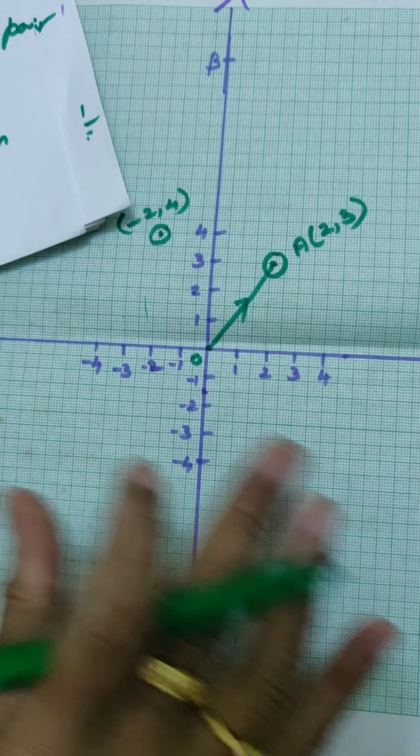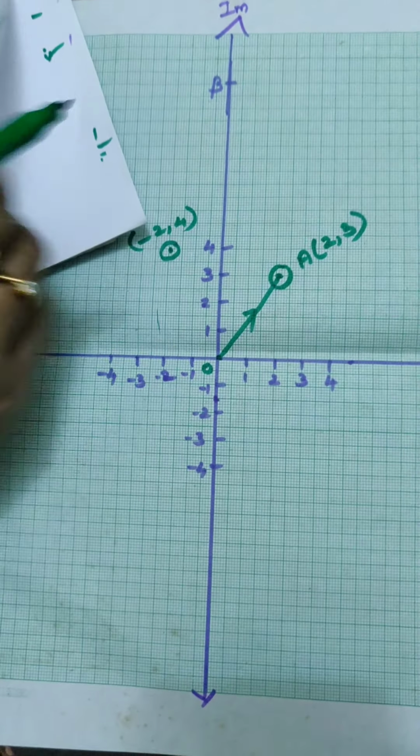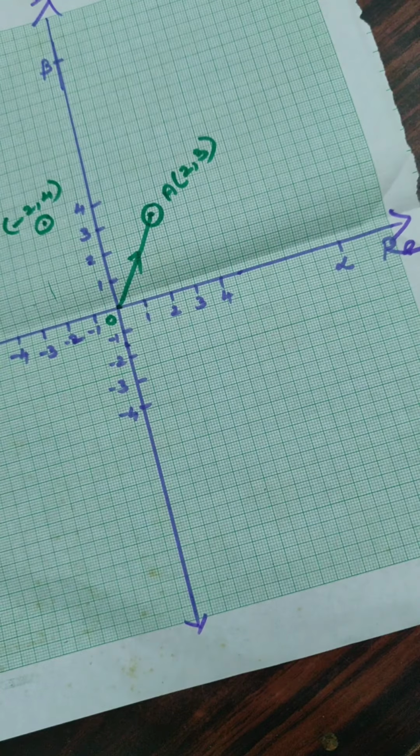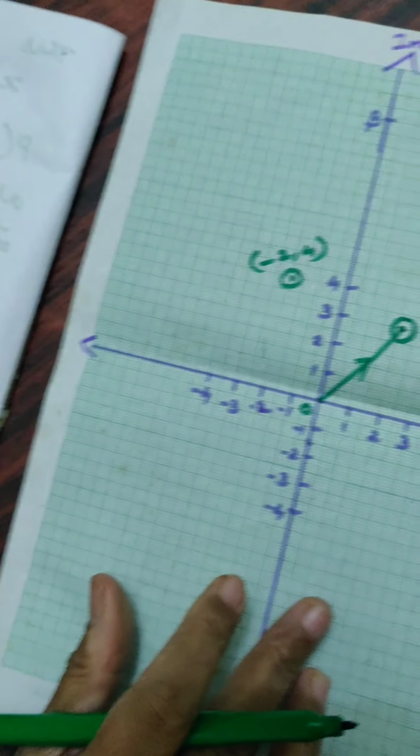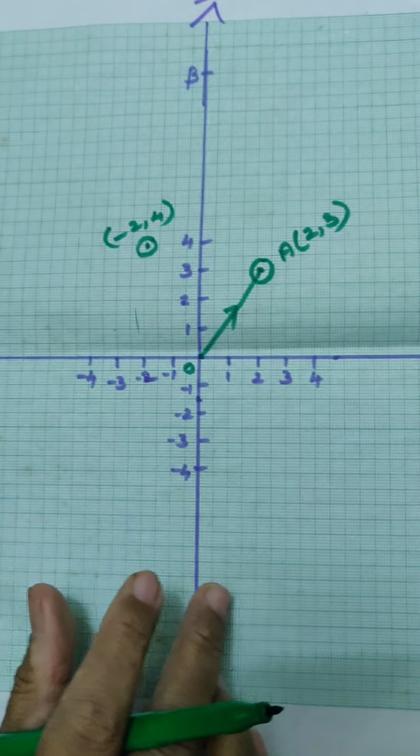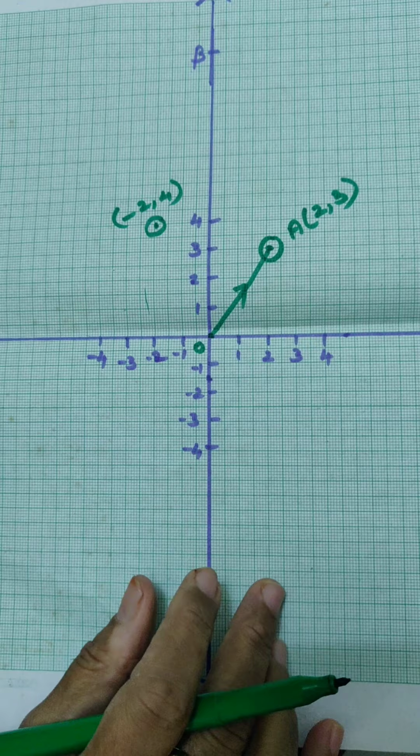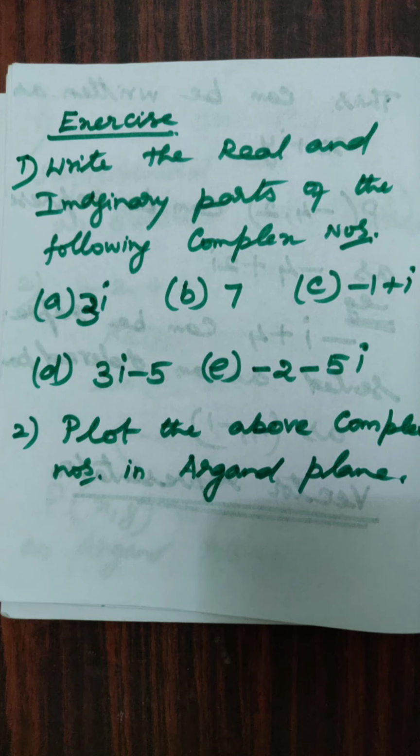Is it clear, all of you? I am going to give you some more sums to mark the points in the Argand plane, and you have to find out the real and imaginary part of the complex number. I have given some questions about today's class. The answers will be given in the next class.